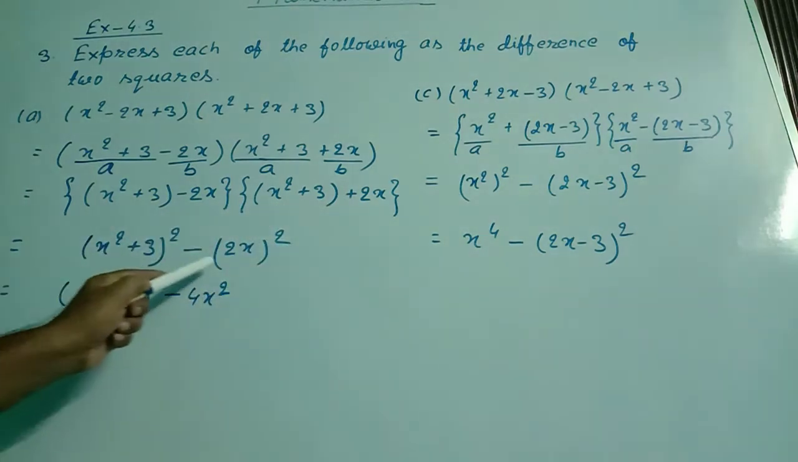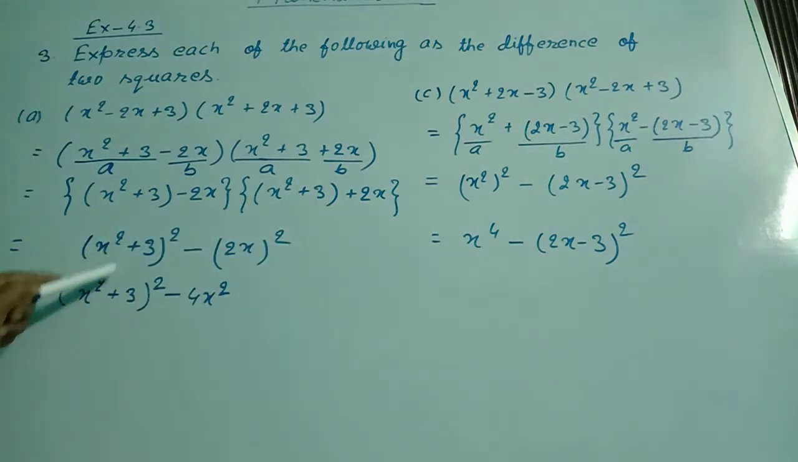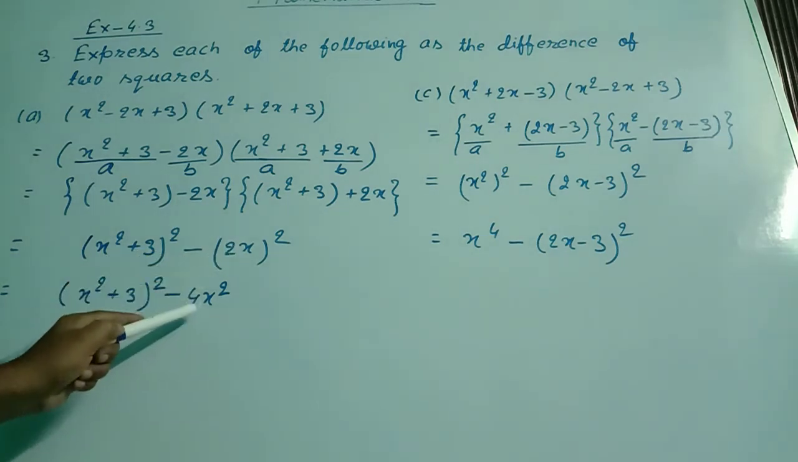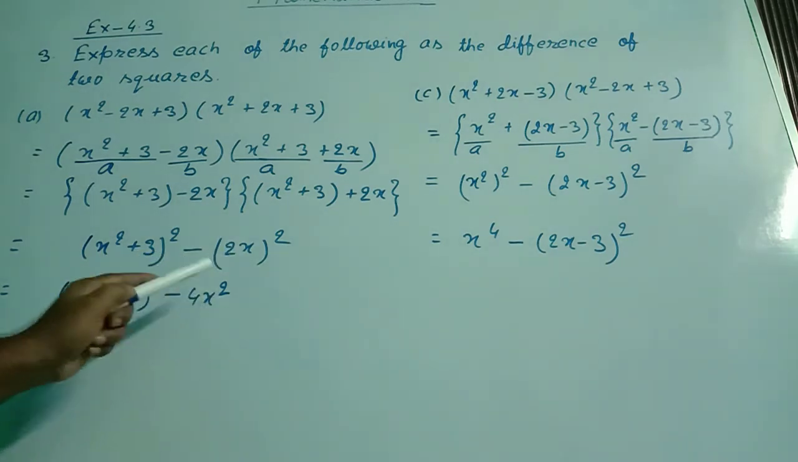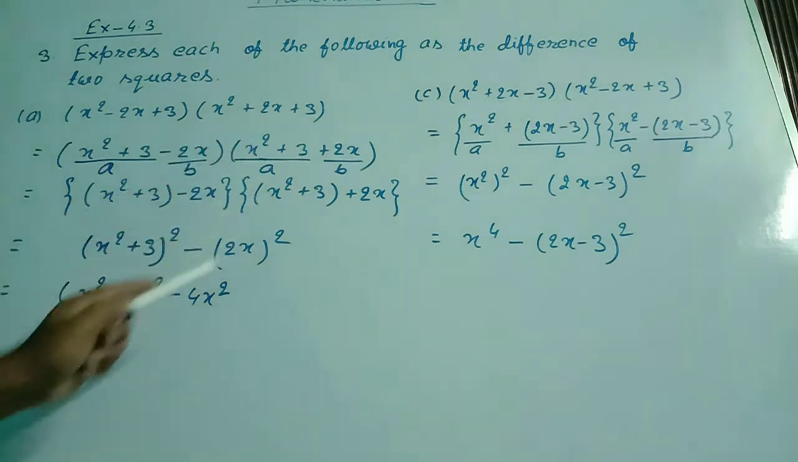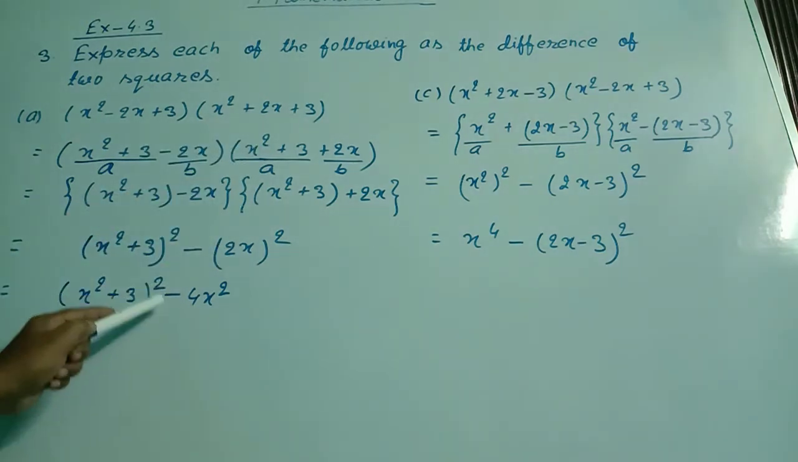So a² − b². This came as it is, (x² + 3)² minus, this is simplified, 4x². So the difference of two squares of this given expression became (x² + 3)² − 4x².